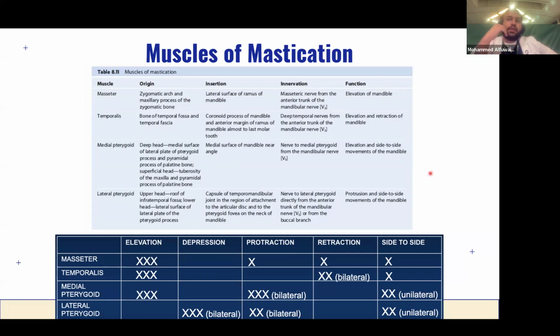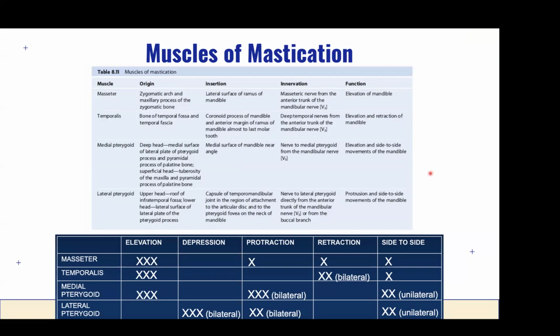Another thing is if you have a dislocation of the jaw, which direction does it usually dislocate? Anteriorly. Anteriorly, and more specifically, anterior inferiorly.